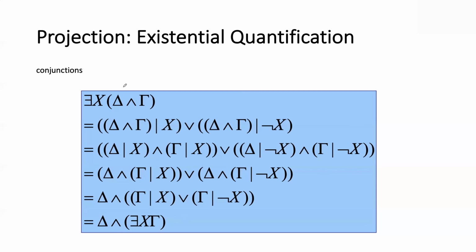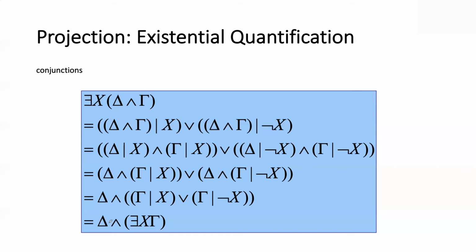So what happens in this case? Look at this guy, because X does not appear in delta, when I condition delta on X, I get delta back. And similarly here, because X does not appear in delta. So now look what happened. I had this and suddenly it becomes this. I can pull the delta out and now I have this. And this is nothing but existentially quantifying X from gamma. So I got this.